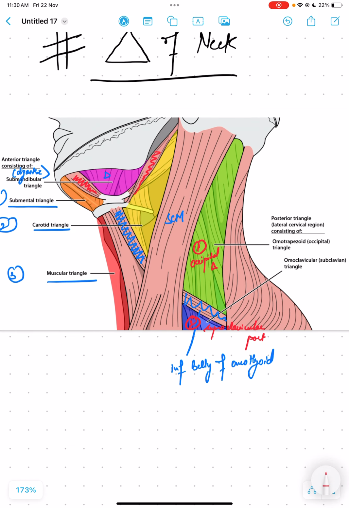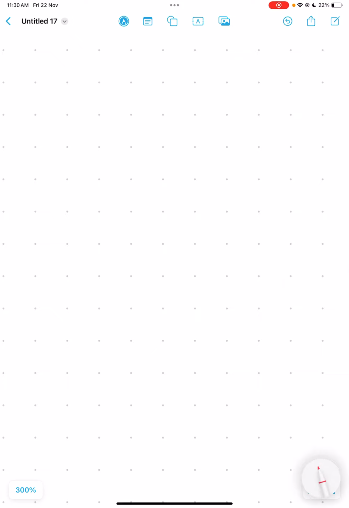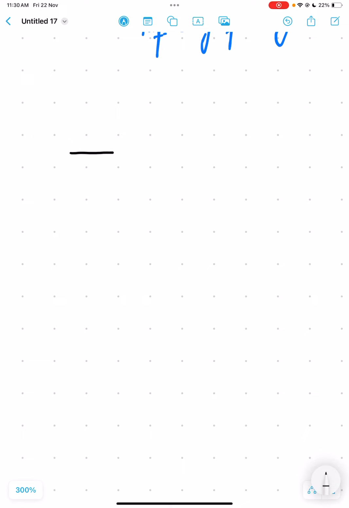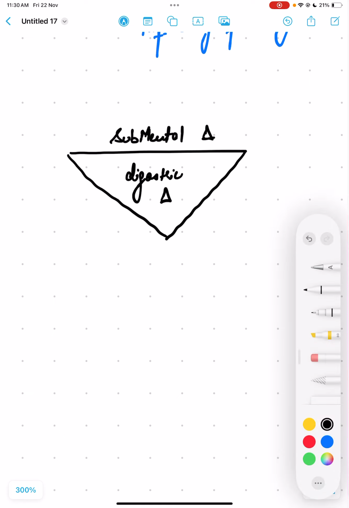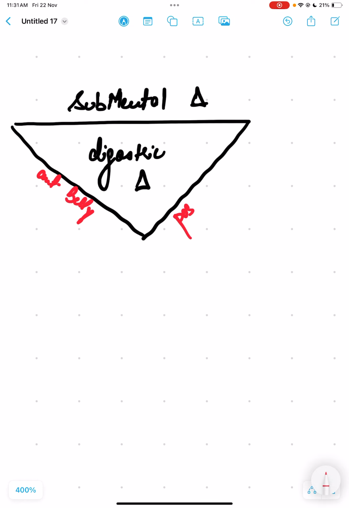So I will draw a simple diagram for you as a basic. This is also simple, but I will draw a simple one. This is the submental triangle, this is the digastric triangle, this is the anterior belly, this is the posterior belly.